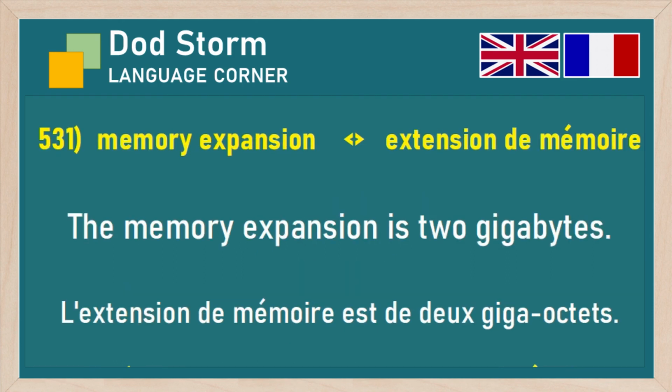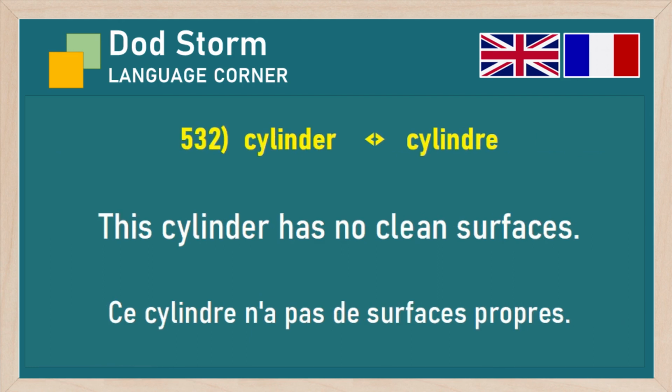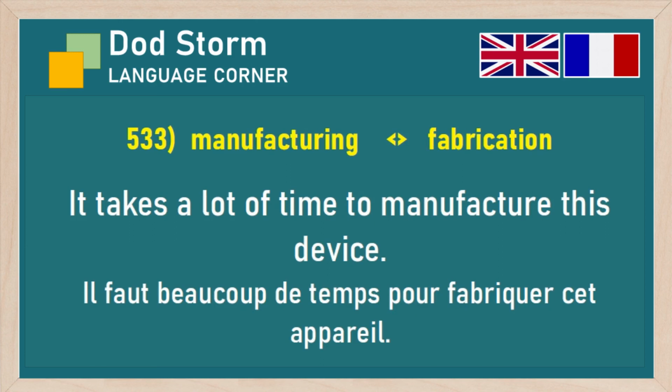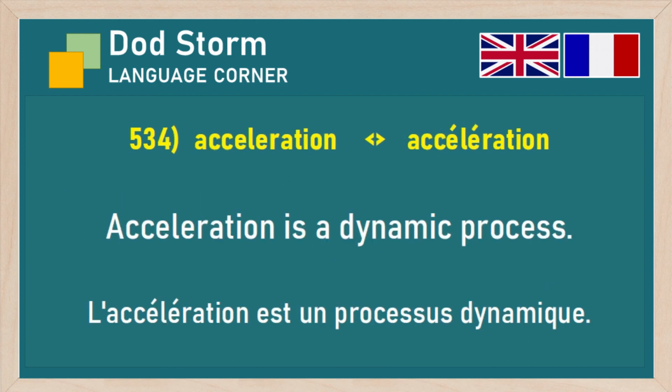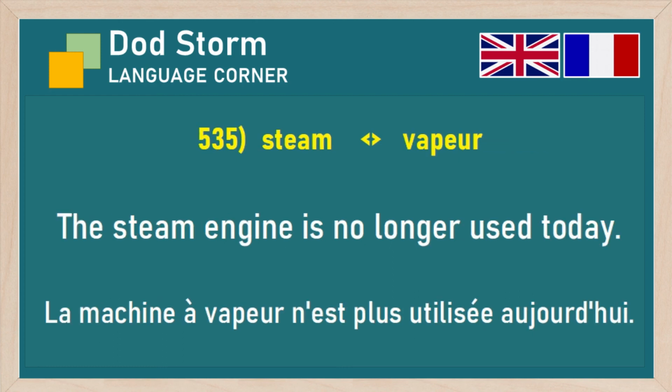The memory expansion is 2 gigabytes. This cylinder has no clean surfaces. It takes a lot of time to manufacture this device. Acceleration is a dynamic process. The steam engine is no longer used today.